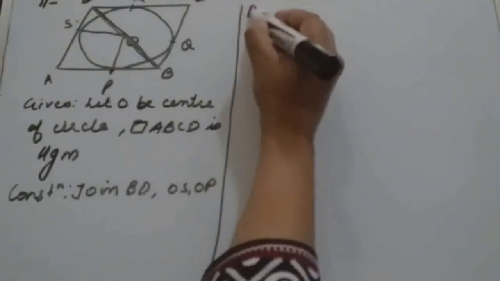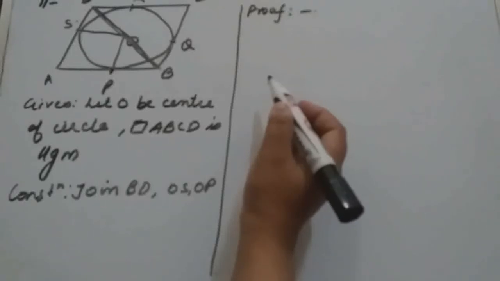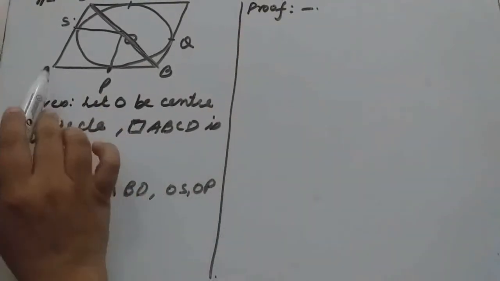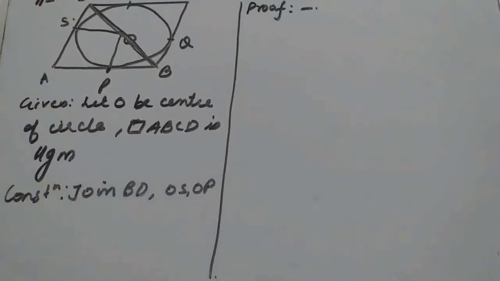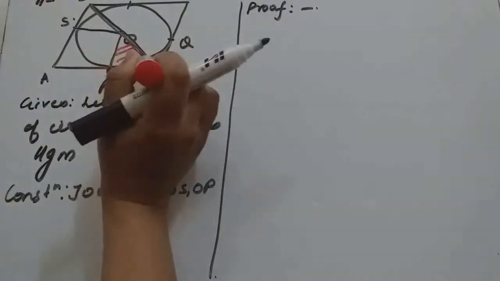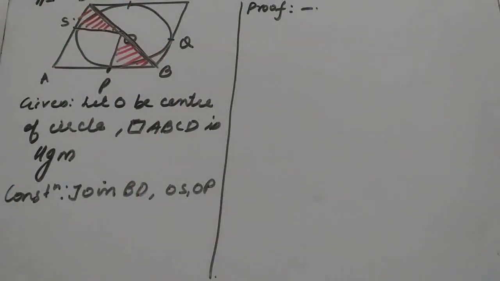Now in proof, see, A is an external point. A is an external point. We will consider these two triangles. We will prove the congruency for these two triangles here.